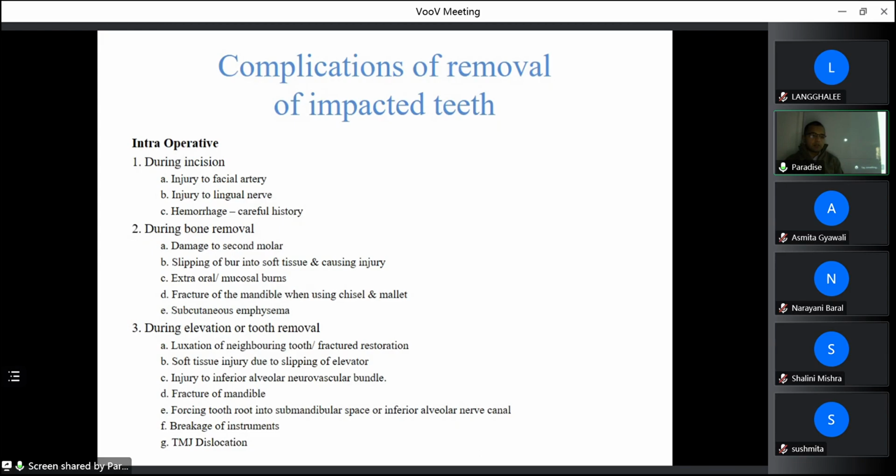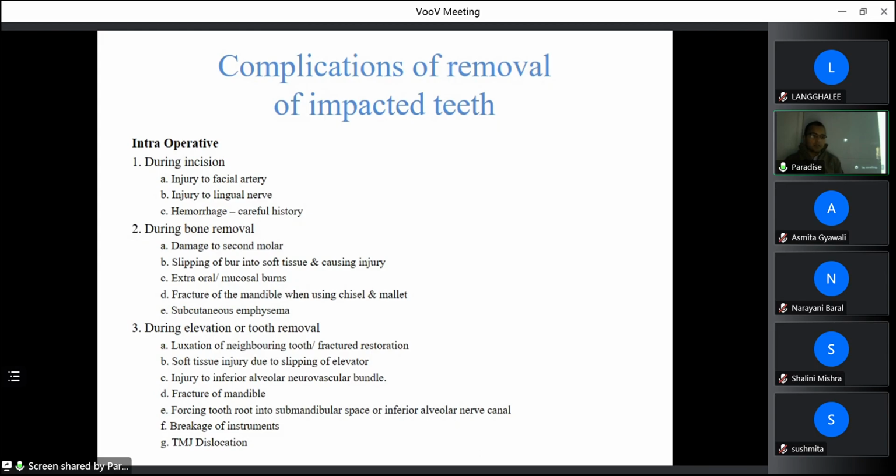Another problem is injury to the lingual nerve. Whenever you are doing instrumentation on the lingual surface, you may damage the lingual nerve. So never try to do instrumentation on the lingual surface. Whenever you are splitting the tooth, don't reach till the lingual surface of the tooth. If you have got more than 50% of the tooth buccolingually, then you can split it using a straight elevator.